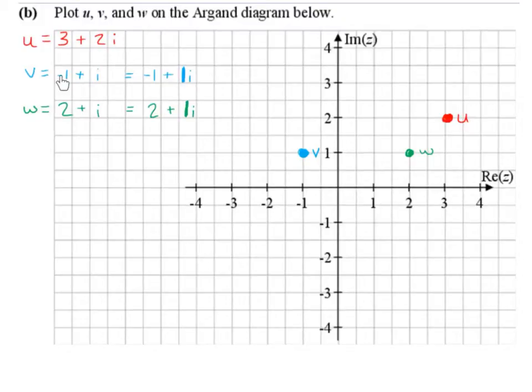Then v is minus 1 plus i, which is the same thing as minus 1 plus 1i. So we go to minus 1 on the real axis and plus 1 on the imaginary axis, and we plot our point v. And then w we worked out in the last question. We got it to be 2 plus i, which is the same thing as 2 plus 1i. So we go to 2 on the real axis and 1 on the imaginary axis, and we plot our point w.